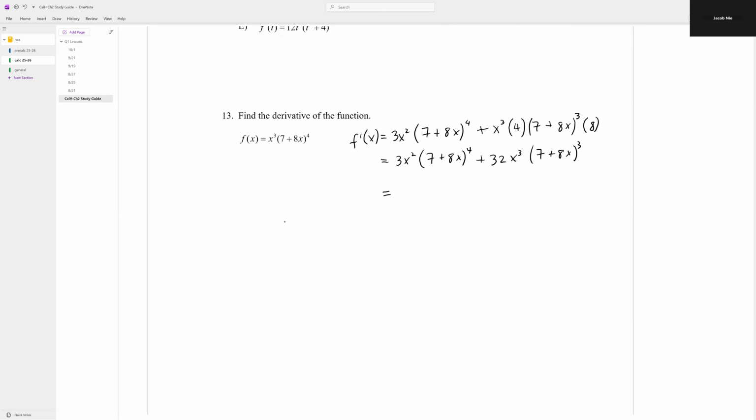And clearly the greatest common factor is x squared times 7 plus 8x to the third. All right, because this term contains an x squared and a power 4, whereas this term has a power of 3 and a power of 3. So the greatest common factor is x squared times 7 plus 8x to the third. And then I just collect what I'm left with. That's 3 times 7 plus 8x plus 32x.